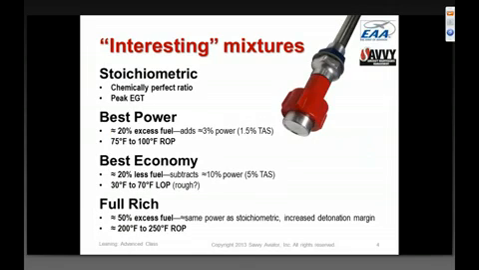So again, these are the four interesting mixtures. Stoichiometric is the chemically perfect ratio. For various reasons, we don't use that mixture very often, but it is the mixture that we can identify easily because it is where EGT is maximum. So if we were to lean to peak EGT, we would be at stoichiometric mixture.